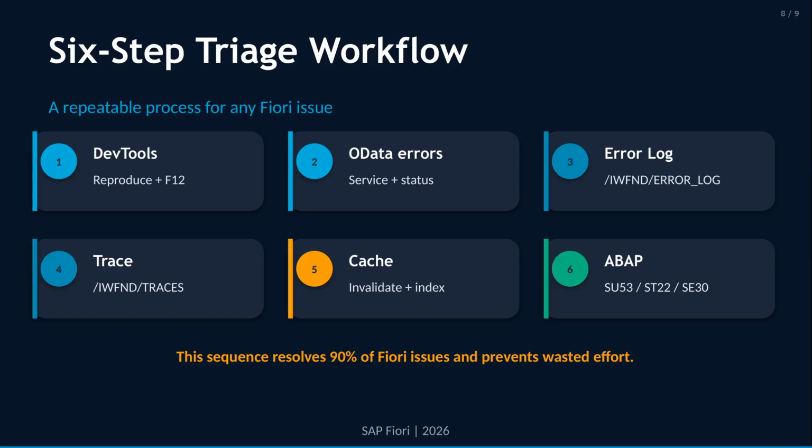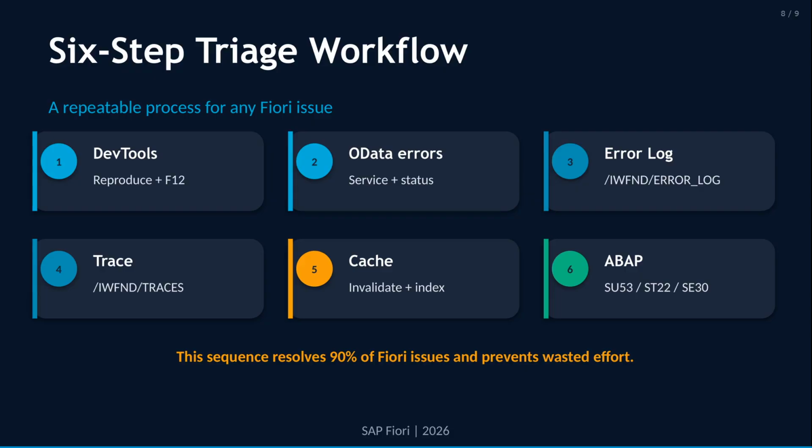Let me give you a repeatable workflow. Step 1, reproduce the issue in the browser and check DevTools for HTTP errors or JavaScript exceptions. Step 2, if it is an OData error, note the service name and error code, then check /IWFND/error_log on the gateway. Step 3, if the error log is not informative enough, activate a targeted trace in /IWFND/traces and reproduce the issue. Step 4, if you suspect caching, run cache invalidation and app index recalculation.